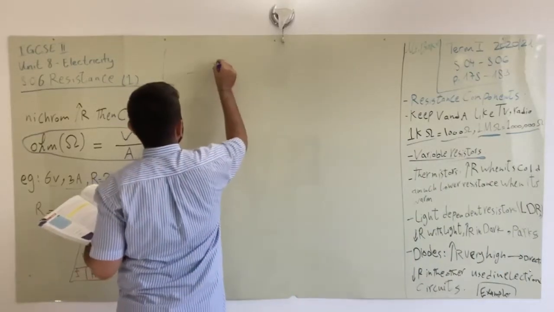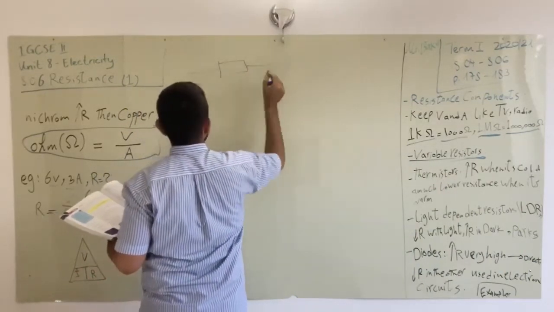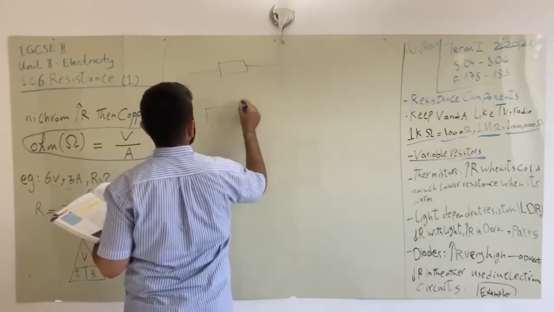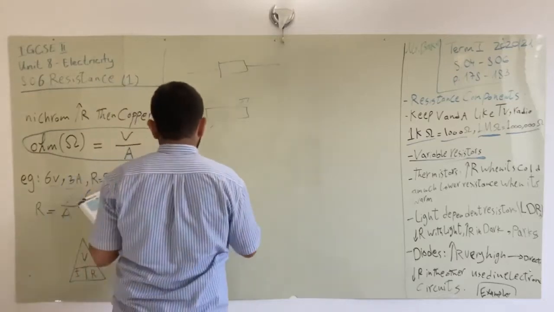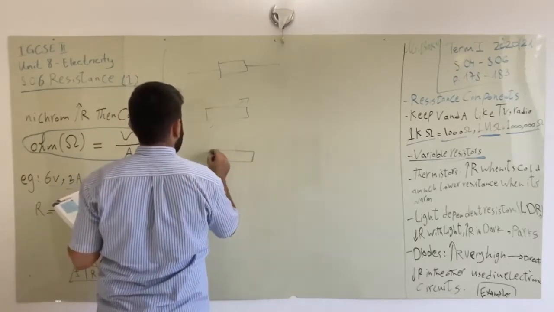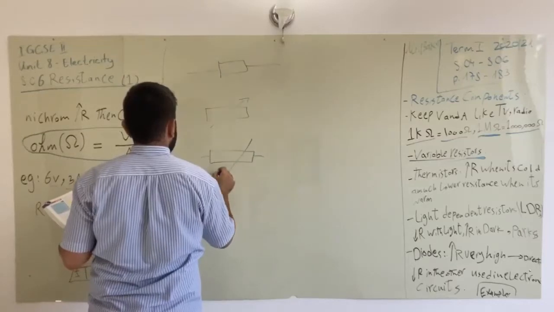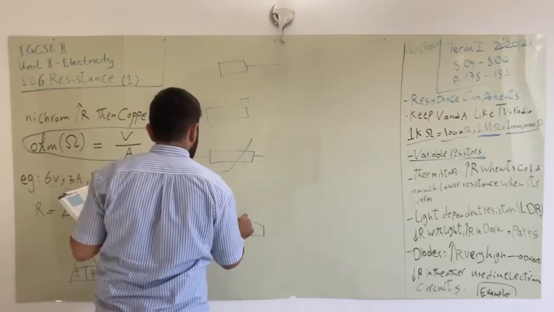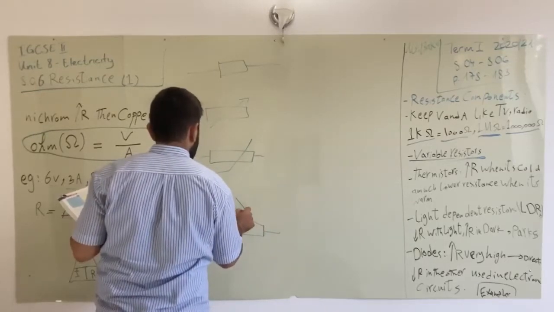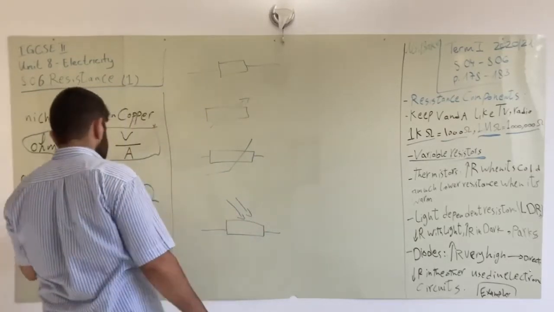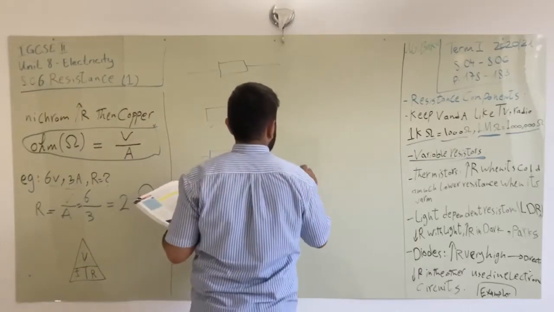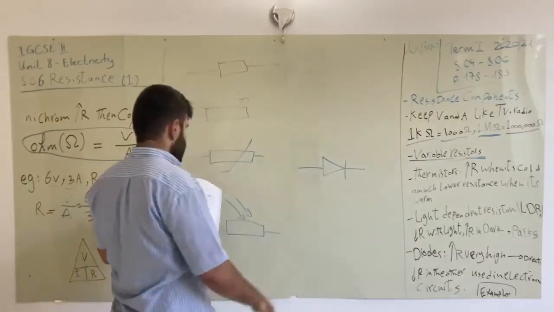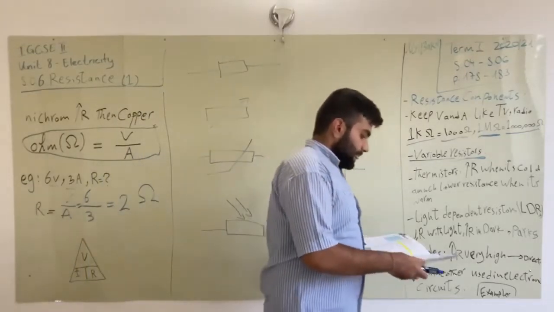So this symbol is for the normal resistor. This symbol is for the variable resistor. This symbol is for the thermistor. This symbol is for the LDR, that means like light coming there. And this symbol, as you're going to see a lot later, is for the diode. Okay?